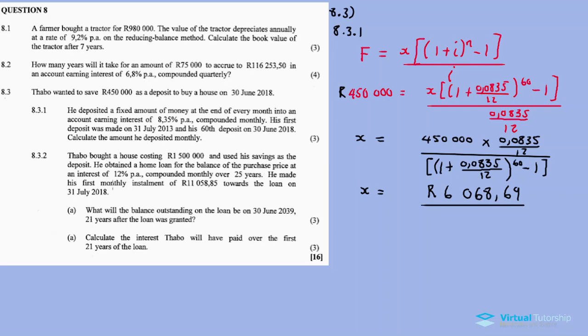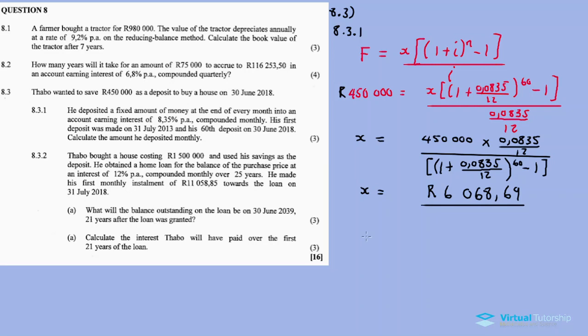He made his first monthly installment towards the loan on the 31st of July 2018. So okay, now I'm getting confused. On the 31st of July, when his first payment was made, what will the balance outstanding on the loan be on 31 June 2039, 21 years after the loan was granted?